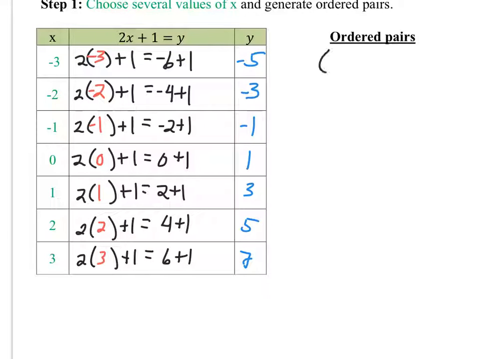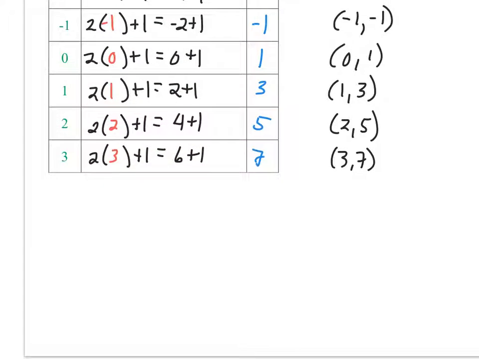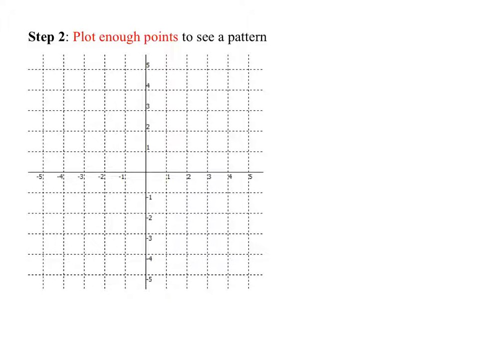Our ordered pairs are negative 3, negative 5; negative 2, negative 3; negative 1, negative 1; 0, 1; 1, 3; 2, 5; and 3, 7. So then you're going to graph. Oops, next slide. So we're going to plot enough points.